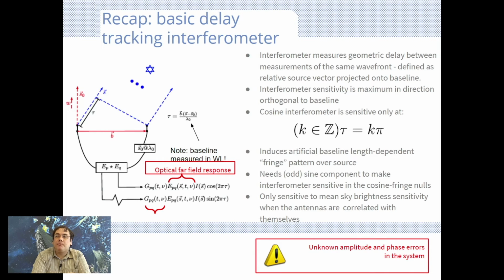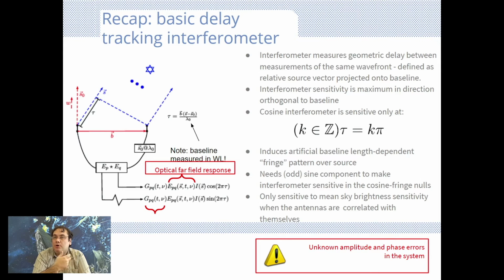The cosine interferometer is then going to be maximally sensitive just at the peaks of this cosine term. This introduces an artificial baseline length fringe pattern across the sky, right? As we've already seen in the talk about the visibility space.